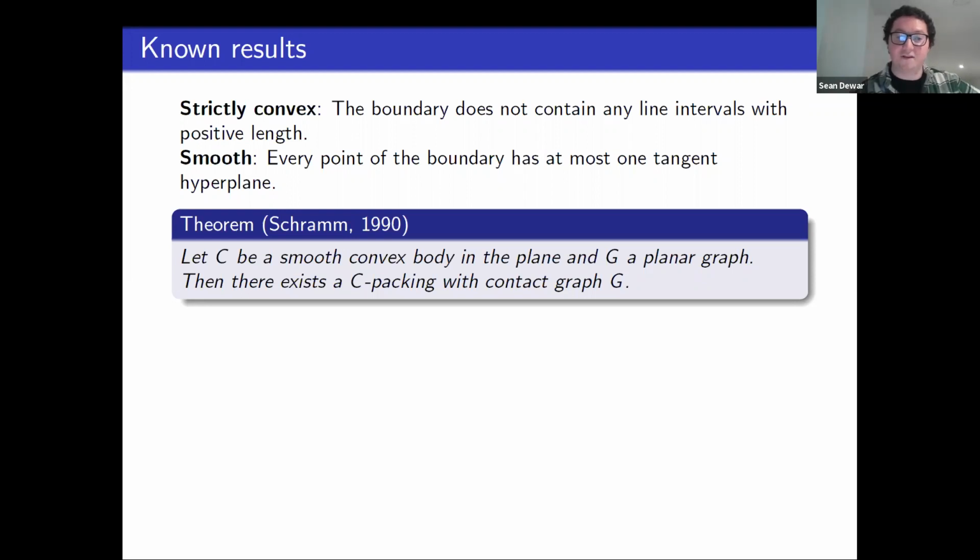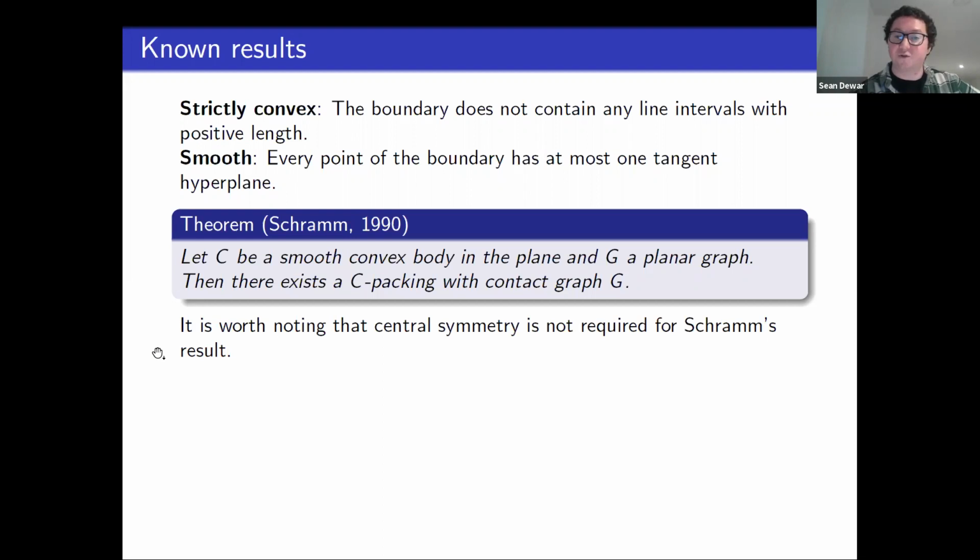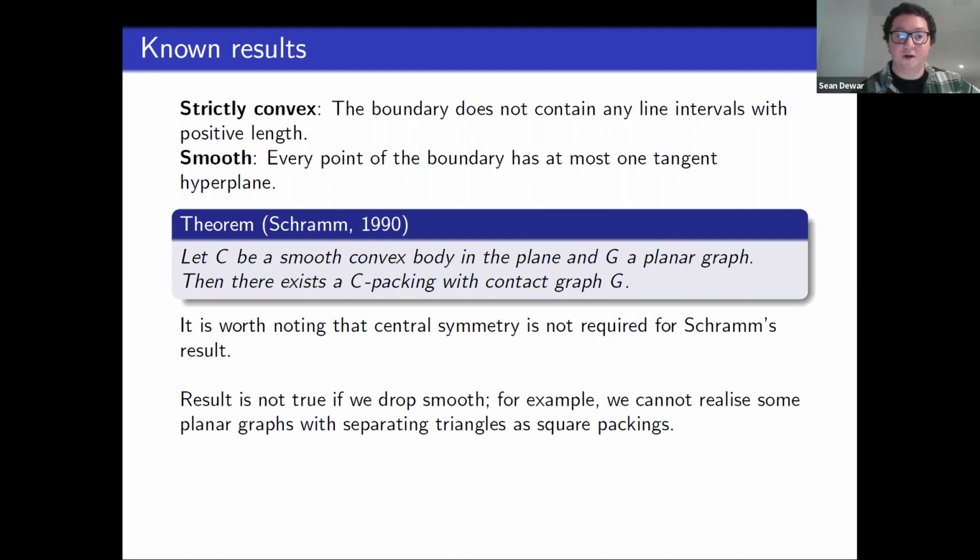The smoothness is actually required, which I'll get into in a second, but it's worth noting that central symmetry is actually not required for Schramm's result at all. He proves things in a very different way to what I'm going to be doing, but he doesn't require central symmetry. The result isn't actually true if we drop smoothness, interestingly.